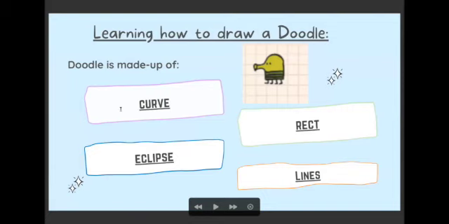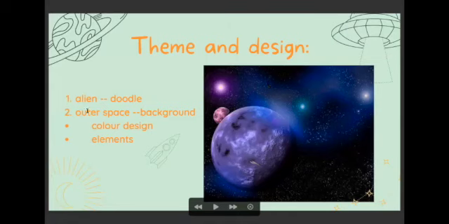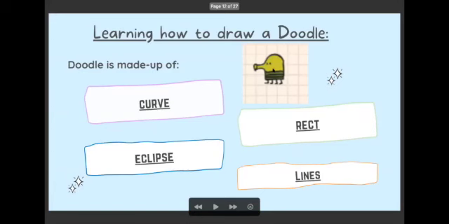Second, I also have to learn how to draw the doodle. Here I show you a picture of the doodle. It's actually made up of a curve, a rectangle for the body, an ellipse, and lines. But as I mentioned in the art design, I use outer space as the background, which is a dark gray color. So my doodle is not going to be a dark gray color.